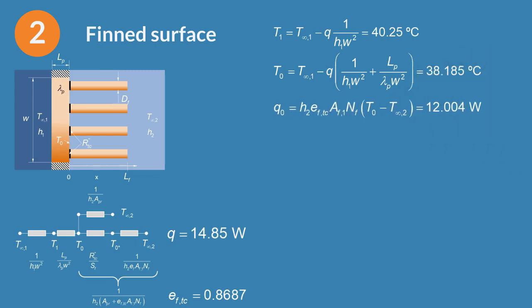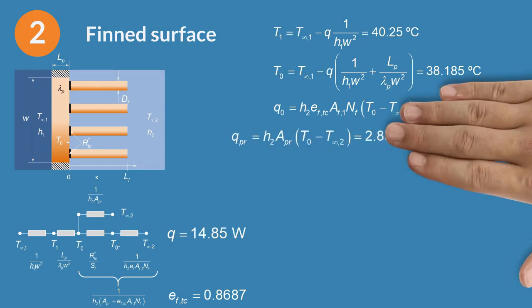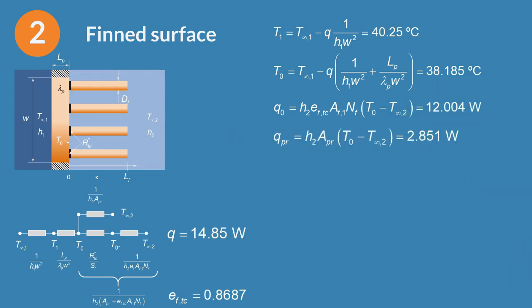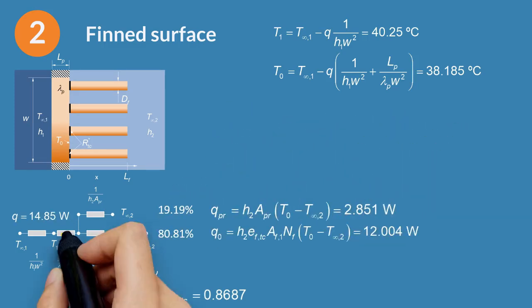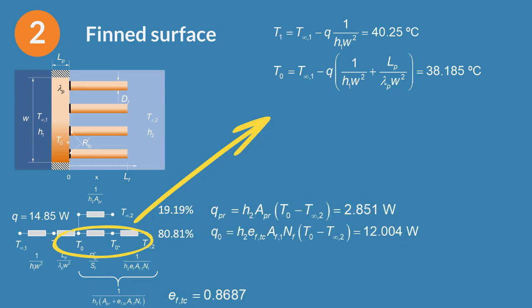Because there is a contact resistance, for calculating the temperature of the base of the fins, we need to calculate first the heat transfer rate at the base of fins, Q0. At this point, we can also calculate the heat transfer rate for the prime area and check the energy conservation at this surface. Because Q0 passes through the contact resistance, it is possible to calculate the temperature of the base of fins, T0*.